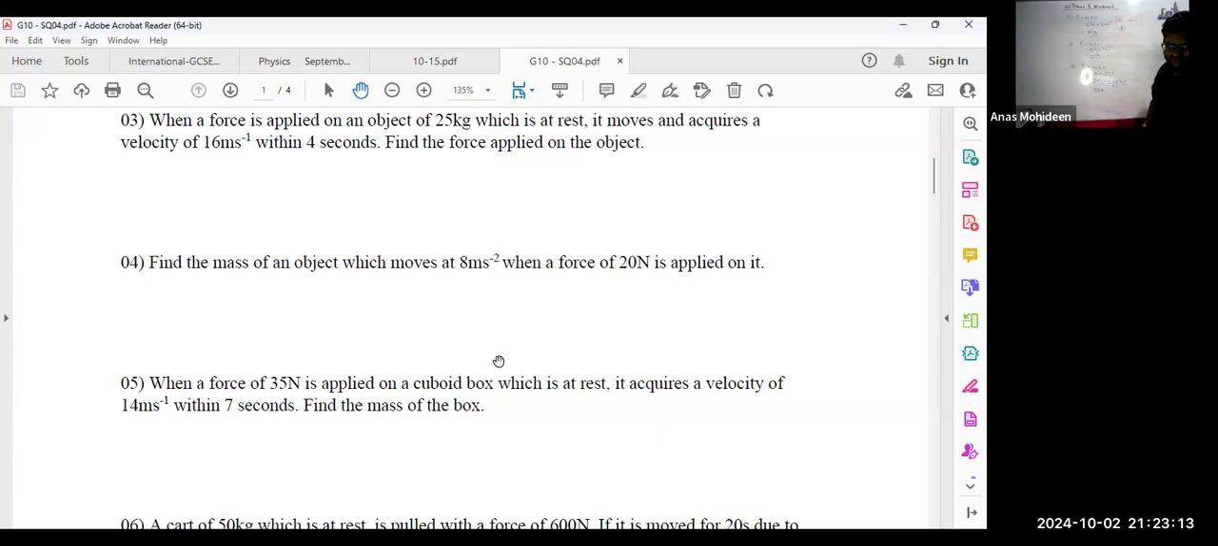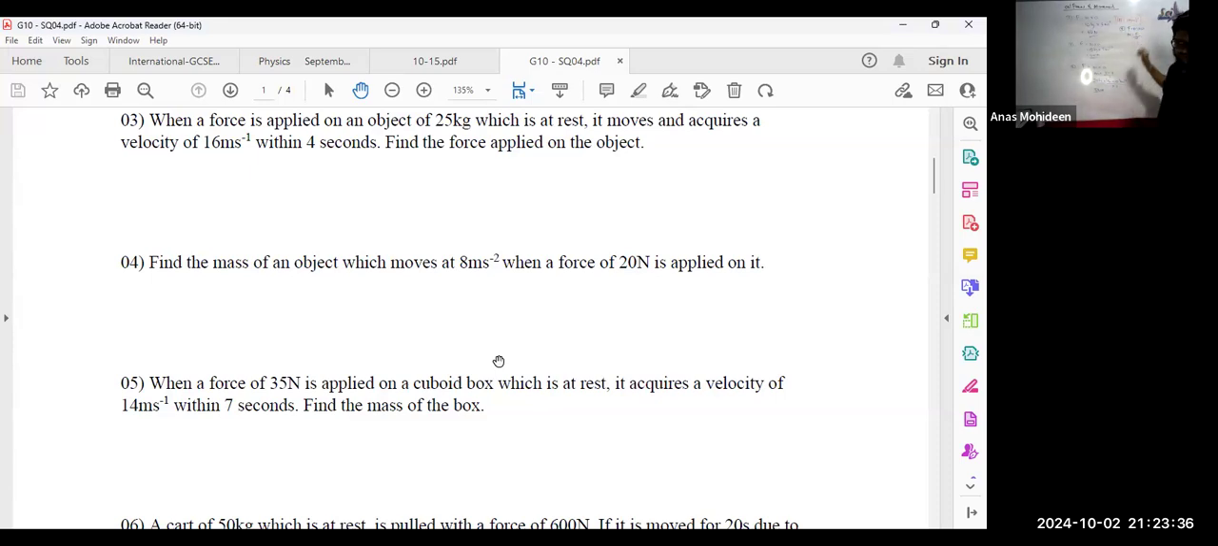Find the mass of an object which moves at 8 meters per square second when a force of 20 Newton is applied. So F is equal to m into a, and you want to find out the mass here. So subject m, then a should be taken down. It's very easy. F over a, correct? So m is equal to F over a.